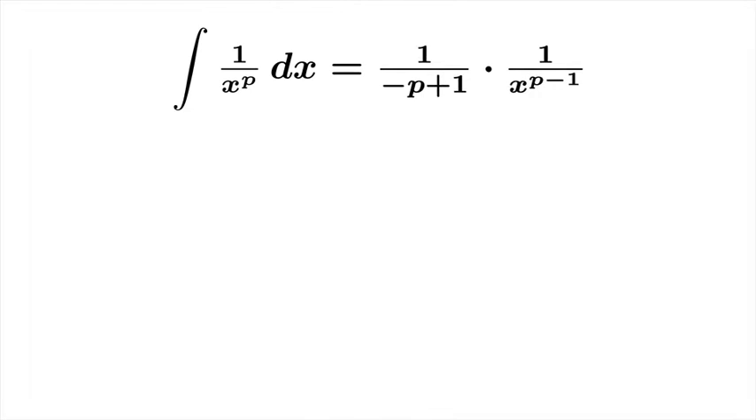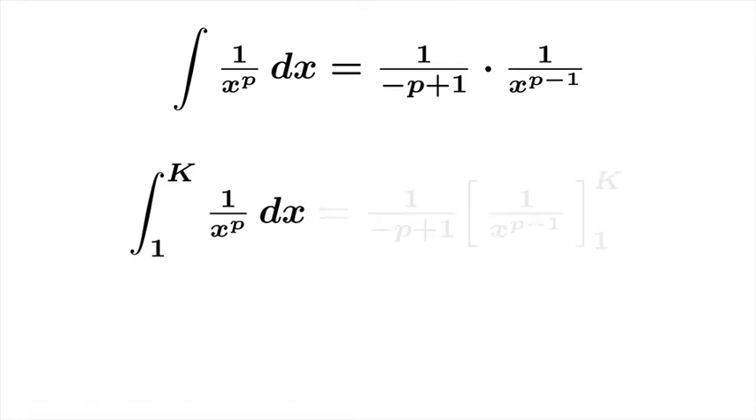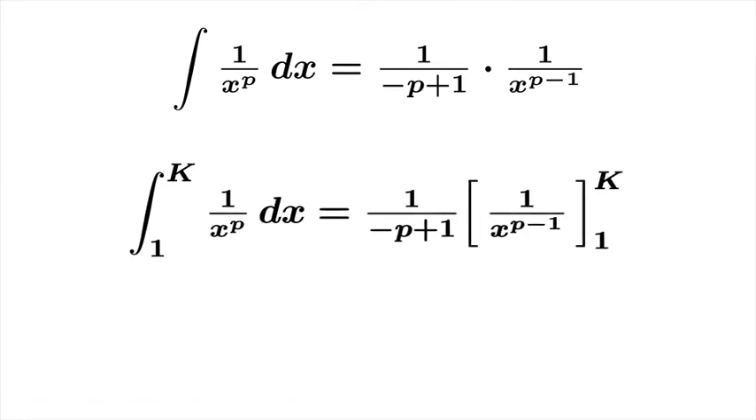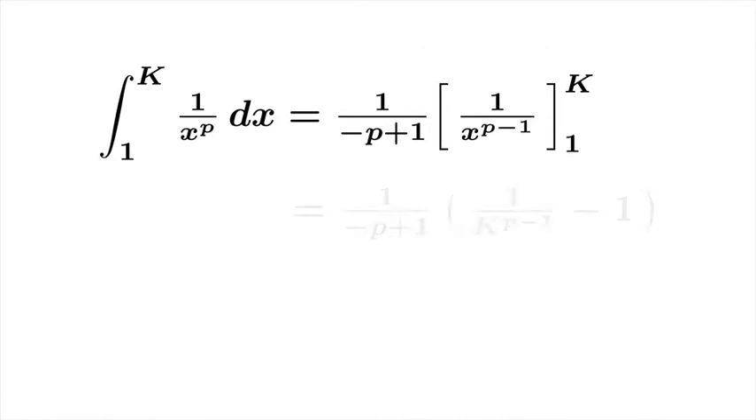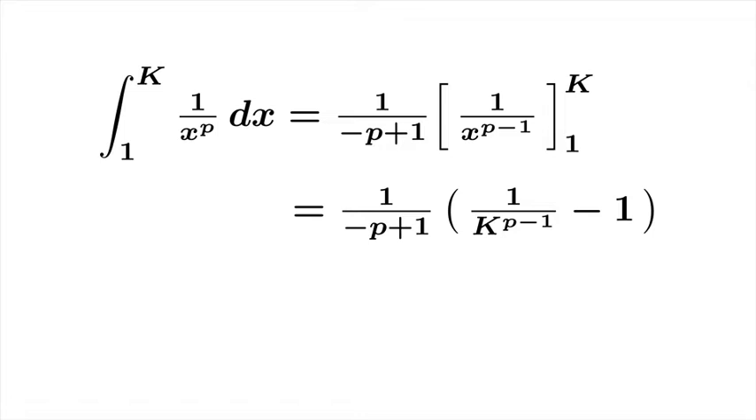So here's our formula for the antiderivative. The next step is to turn this into a definite integral. So let's integrate from 1 to k. The fundamental theorem says that we should evaluate the antiderivative at the endpoints 1 and k and subtract. And so what will that give us? It'll give us this quantity right here when we substitute 1 and k respectively for x and subtract.